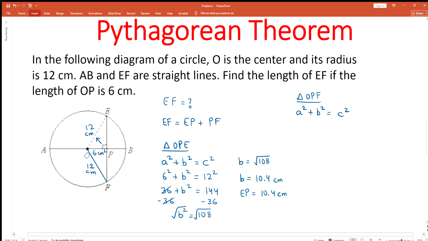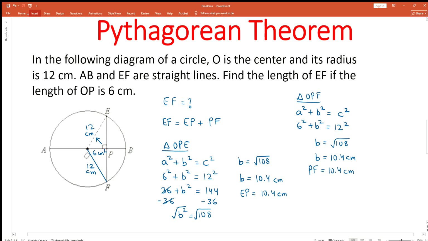C is the length of hypotenuse, which is 12. We can sub in A as 6, the length of side OP, to find B, which is the length of PF. We'll get the same answer that we got for triangle OPE, square root of 108. The rounded answer is 10.4 and the unit is centimeters. Therefore, the length of PF is 10.4 centimeters.